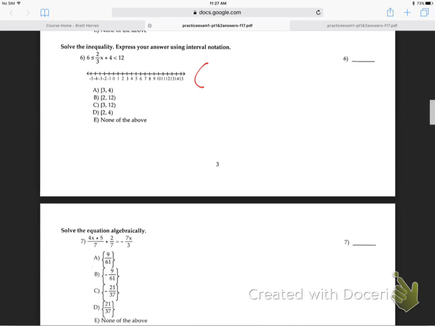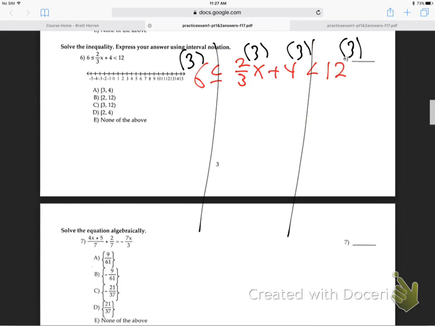Okay, so we have 6 less than or equal to 2/3 x plus 4 less than 12. So what do we do with that? What do we do with fractions? Get rid of them. How do we get rid of them? Multiply by that denominator, the 3, and multiply everybody. Then here it cancels, so 18. It doesn't matter if you subtract 4 first. You could subtract the 4 first if you want. Doesn't matter.